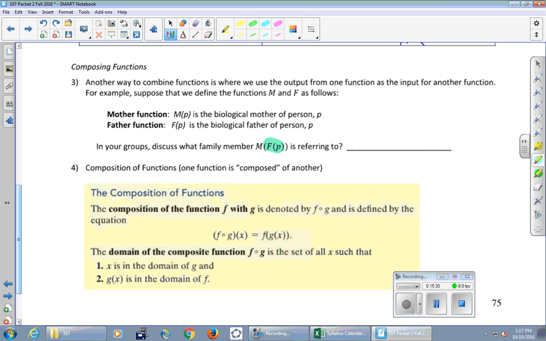is of their own person, right? It's just like a brand new person to start this problem from. And M is the thing that says the mother of whoever is in the parentheses. And so this final output is who? It's the paternal grandmother. It is the mother of the father of the person. So, mother of father of P. And so if you're fancy, paternal grandmother.